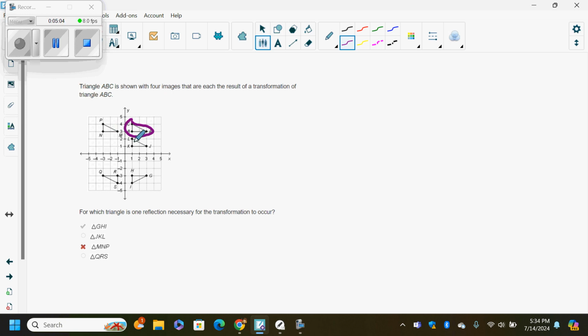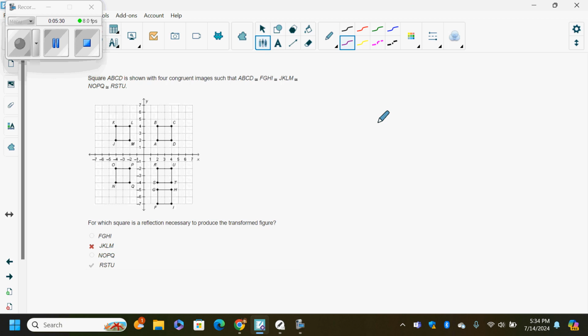This one would not be correct because LMK is also a translation. So it has to be GHI because that's the only one that is one reflection. Because if it was this one here, RSQ, or QRS, however you want to name that triangle, it would have to be two reflections, where these two other ones are translations. So the only one correct would be this one.